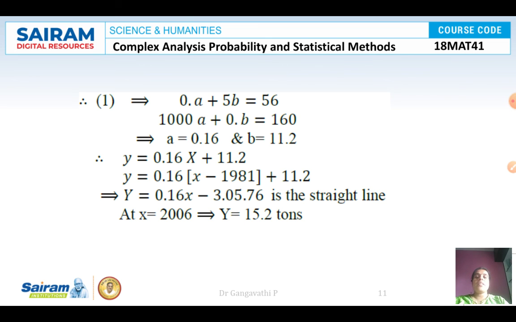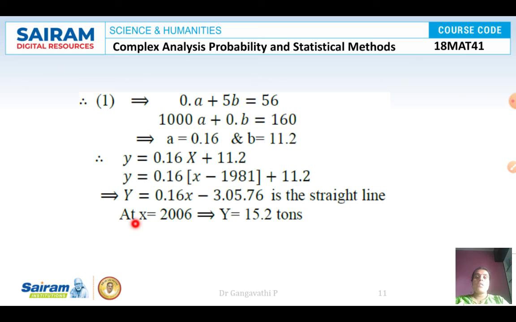Substituting them in the normal equations and simplifying, we get a equal to 0.16 and b equal to 11.12. Substitute them in the straight line equation, where capital X is nothing but x minus 1981. This was done only for simplification, but our final answer should be in the given values, so small x only should be there. So 0.16 into x minus 0.16 into 1981 gives this value as the straight line equation.